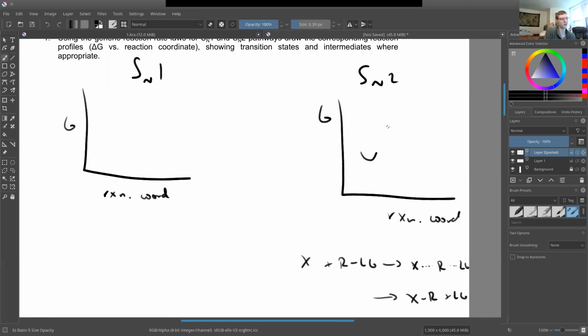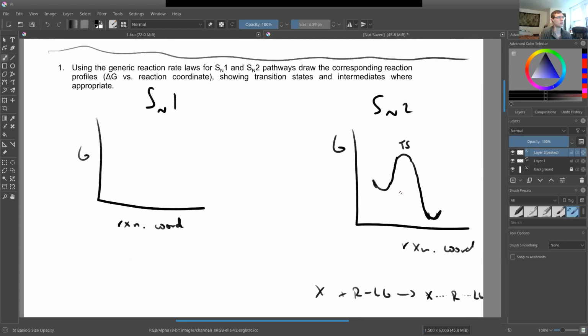So here we go. We have the starting state. We have the transition state. We have the ending. Okay. And here I drew it to be exothermic, but nobody said it has to be. So that's it. Right. And this is the transition state.